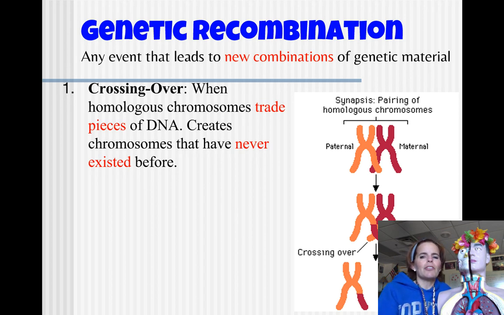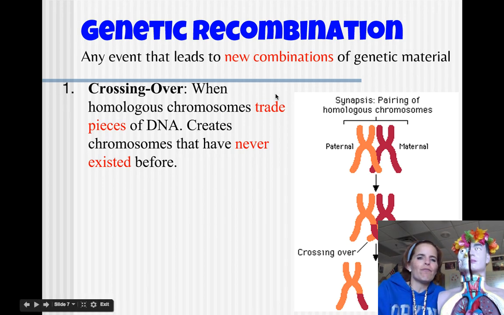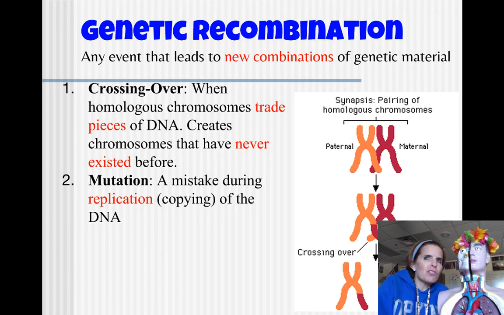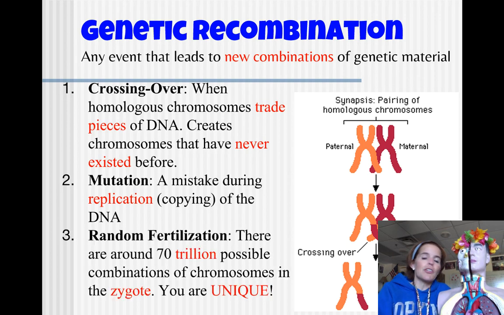Crossing over is when homologous chromosomes trade little sections of DNA. This creates chromosomes that have never existed before. So again, that's an event that's leading to new combinations of genetic material. The second way we get genetic recombination is through mutations. Although usually mutations are harmless or harmful, and they're not usually beneficial, they still create new combinations of DNA and increase the diversity in our population, any sexually reproducing population.